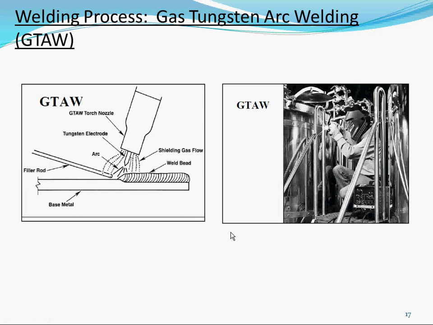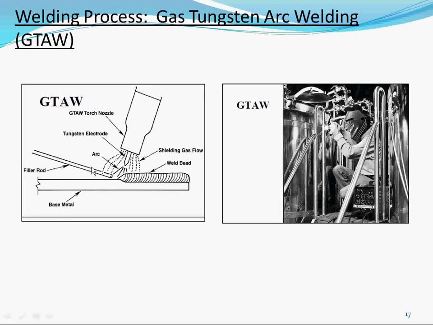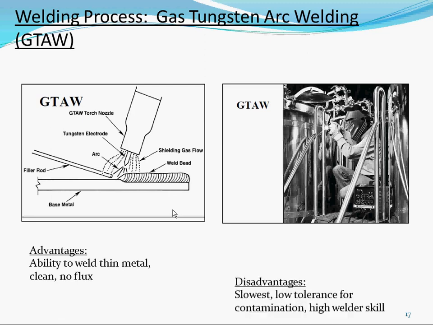One last one. This one isn't used for structural steel welding much, but a lot for aluminum. It's called gas tungsten arc welding. This is the tungsten electrode, and this one does not melt like your other ones. With your other ones, you keep feeding the wire through, but this one does not melt. So you have to put in a filler rod yourself, and this is what's melting. So that's gas tungsten: very clean, very good for aluminum. You could weld very thin metal, no flux.